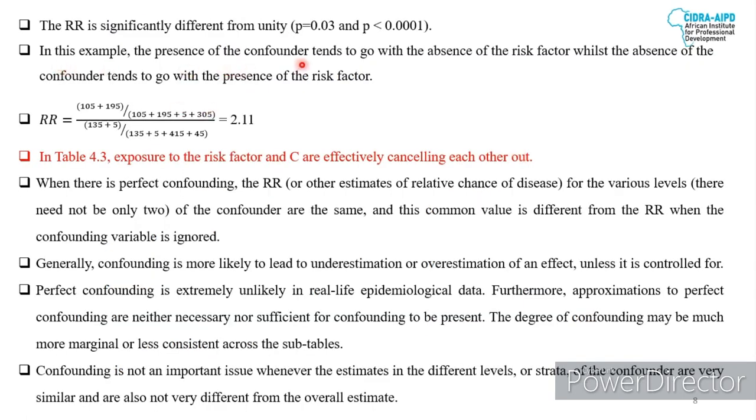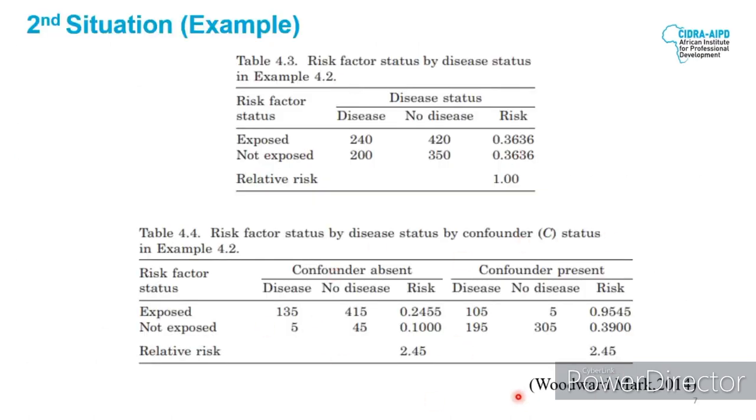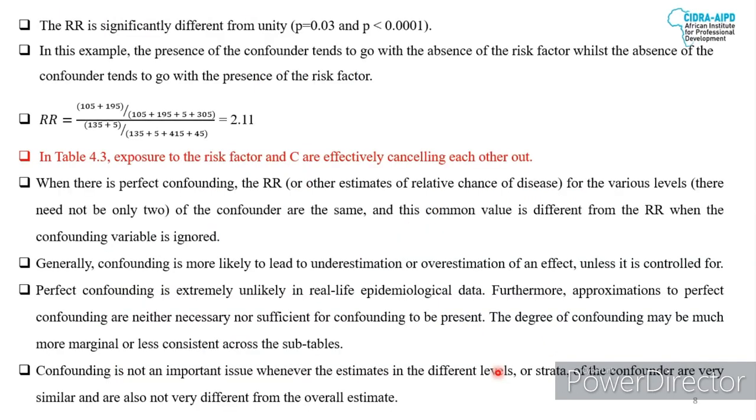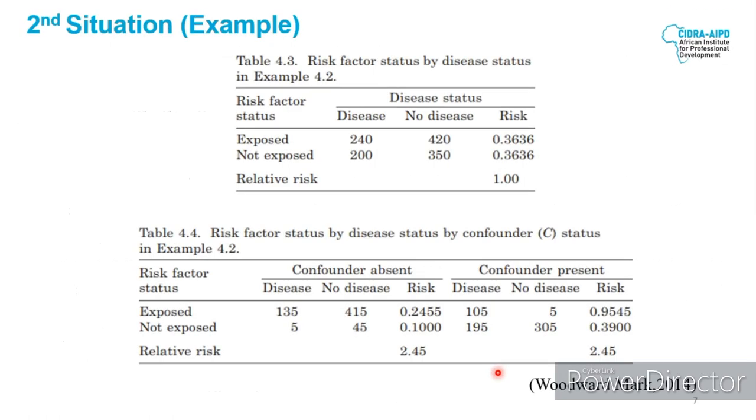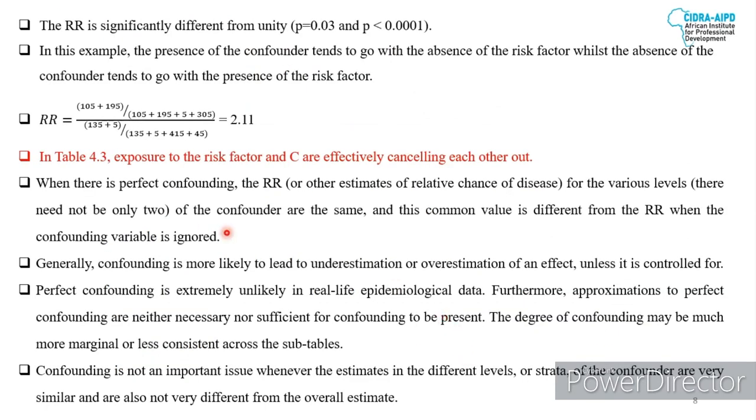So in this example, the presence of the confounder tends to go with the absence of the risk factor, while the absence of the confounder tends to go with the presence of the risk factor. So the complete opposite things are happening here. The presence of the confounder goes with an absence of the risk factor. An absence of the confounder goes with the presence of the risk factor. Therefore, in table 4.3, the exposure to the risk factor and C are effectively canceling each other out.